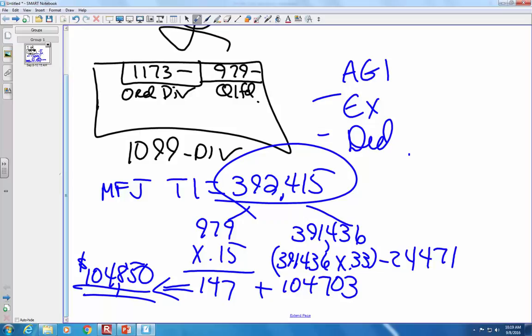How did you come up with the 104,850? Is the 104,703 the number you came up with? Yes, 104,700. Did you come up with the 147 for the qualified dividends? Yes. Sure, so you just add them together. Okay, I thought you said subtracted. No, sorry, I was adding right to left, which is a little confusing. Okay, cool. Let's keep moving on.